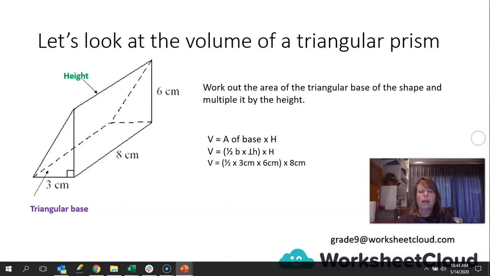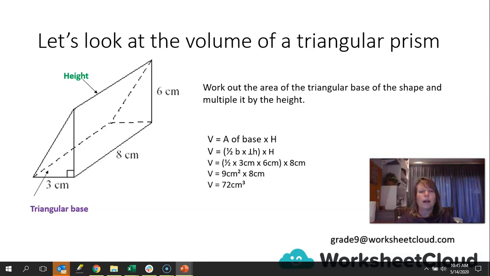Okay, so here we've got half of the base, which is 3 times 6. So here it would be easier. We can say 1.5 times 6, or we can say 3 times 6 is 18 and find half of that. So half of 18 would be 9 centimeters squared. The 8 is still 8 centimeters. There's our height of our triangular prism. And because we're now timesing centimeters squared by centimeters, we're going to get centimeters cubed.